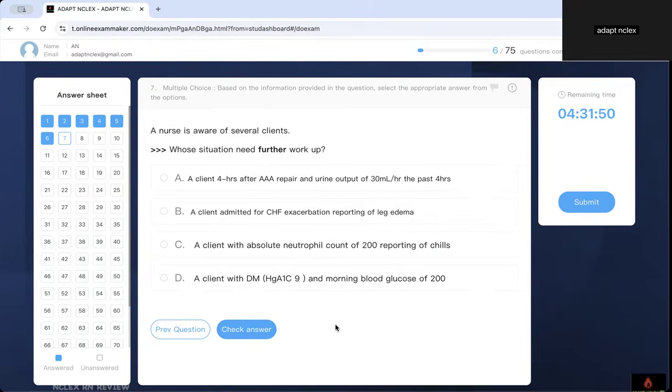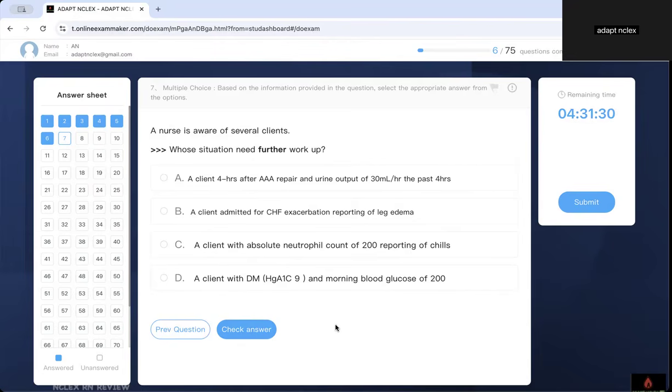Same thing. 4 hours after AAA repair, the urine output is what? 30 ml every hour for 4 hours. So it's making urine every hour, 30 minutes. It's doing okay. Client admitted with CHF and he's reporting what? Leg edema. If you have CHF, should you have leg edema?